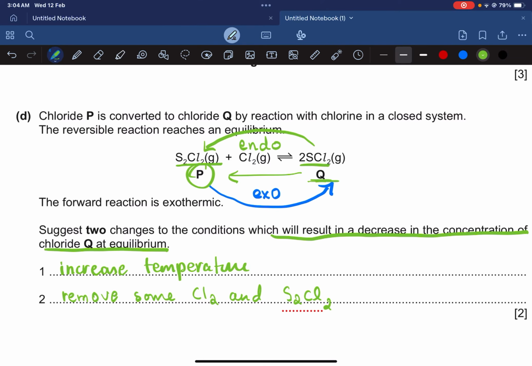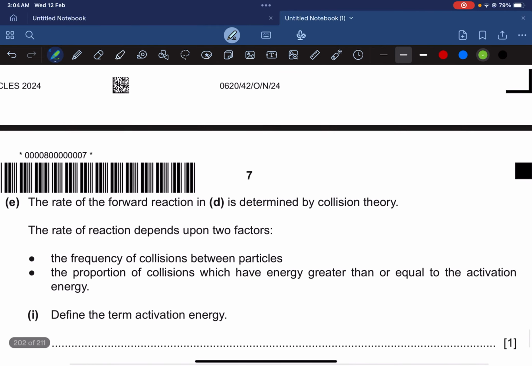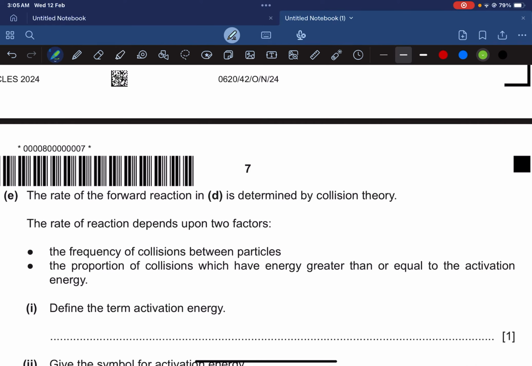Let's move on to the next question, which says the rate of the forward reaction in D is determined by the collision theory. The rate of the reaction depends upon 2 factors: the frequency of collisions between the particles and the proportion of the collisions which have energy greater than or equal to the activation energy.